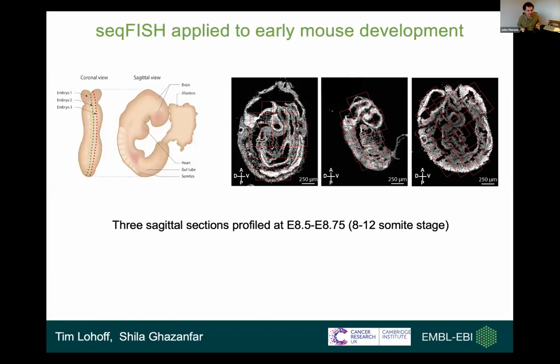So what I'm showing on the left are cartoons of the embryo at this stage of development. And what Tim Lohoff, the experimentalist, did here was he cut sagittal sections through the embryo, so you can see them indicated here.